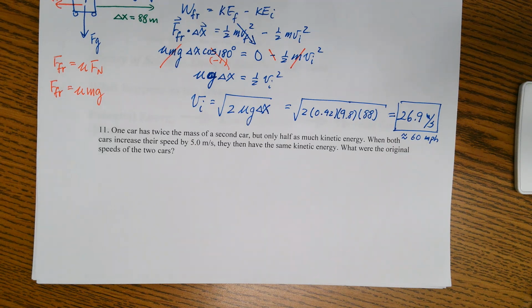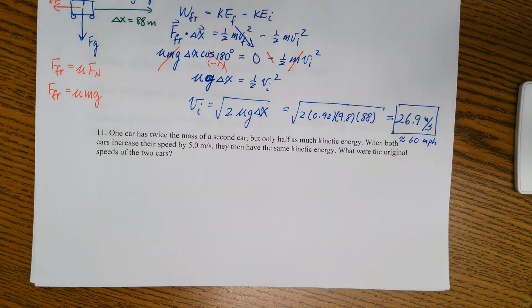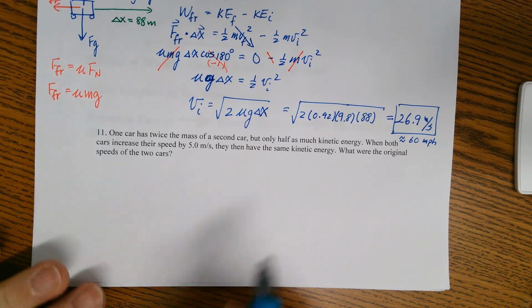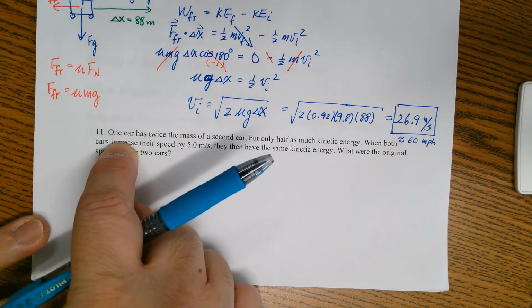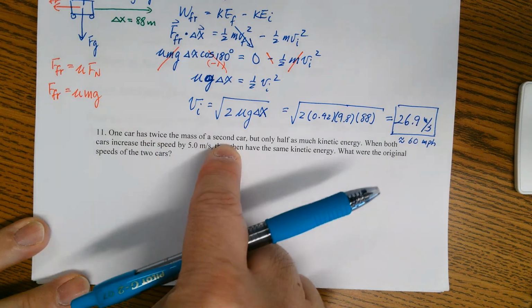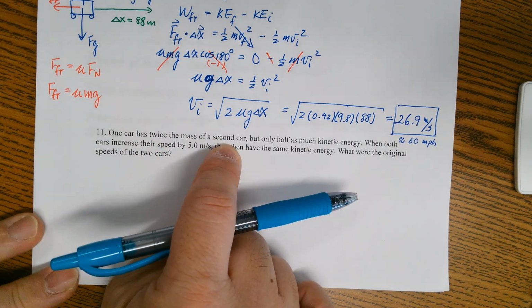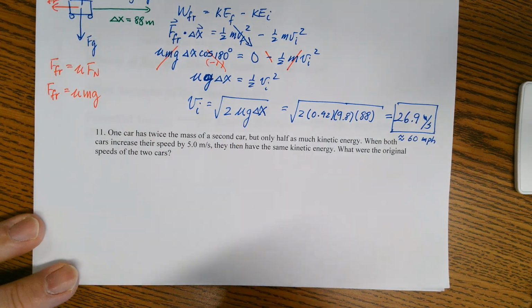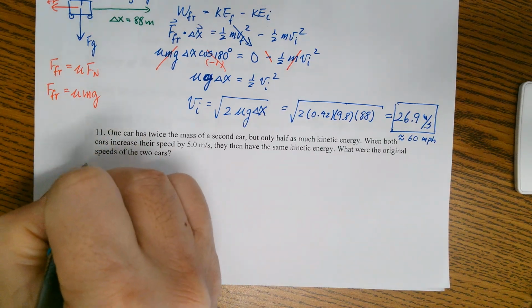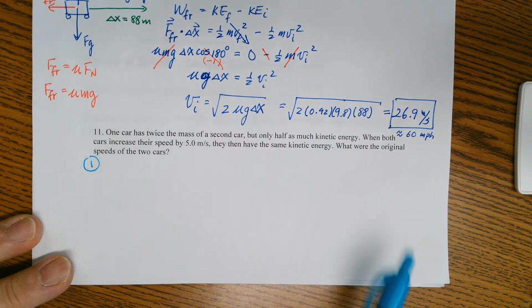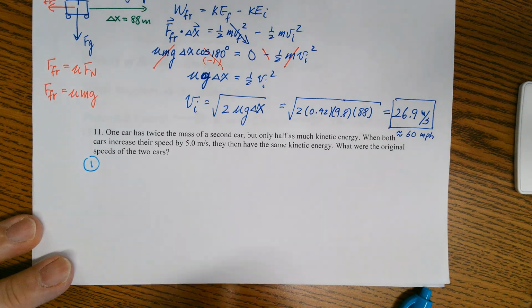All right, now comes the last problem. This one was a little bit tricky. Now you have to understand there are two cars involved. So here, one car has twice the mass of the second car. So here's car one, and here's car two.